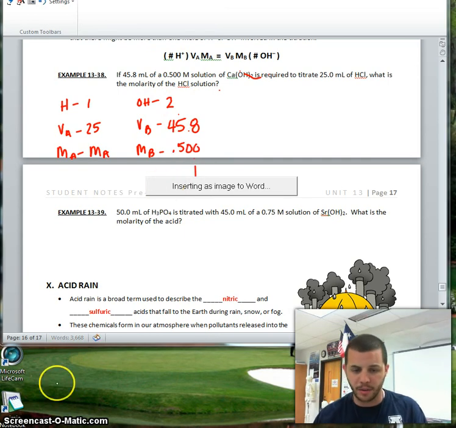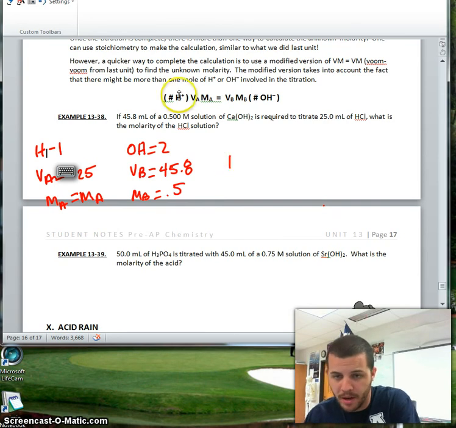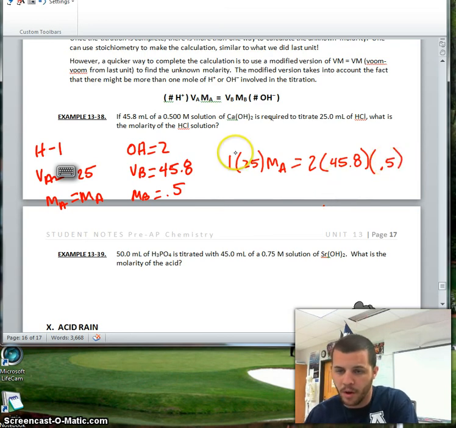So now I get to plug and chug. I'm going to plug right into my formula. 1 is my number of hydrogens. My volume of my acid is 25. And my molarity of my acid is unknown. And that equals my number of hydroxides, which is 2, times my volume of my base, which is 45.8, times my molarity of my base, which is 0.5. The 1 cancels, of course. If I'm trying to get Ma by itself, I'm just going to divide both sides by 25.